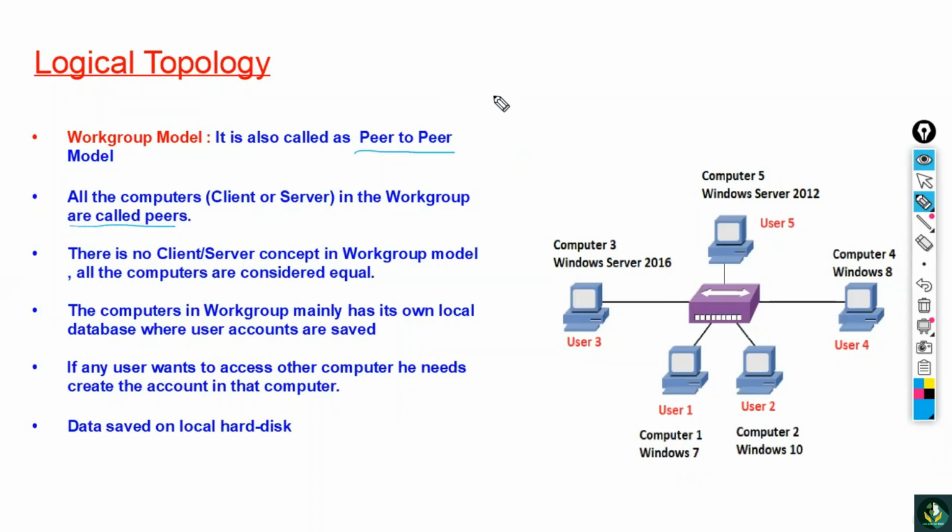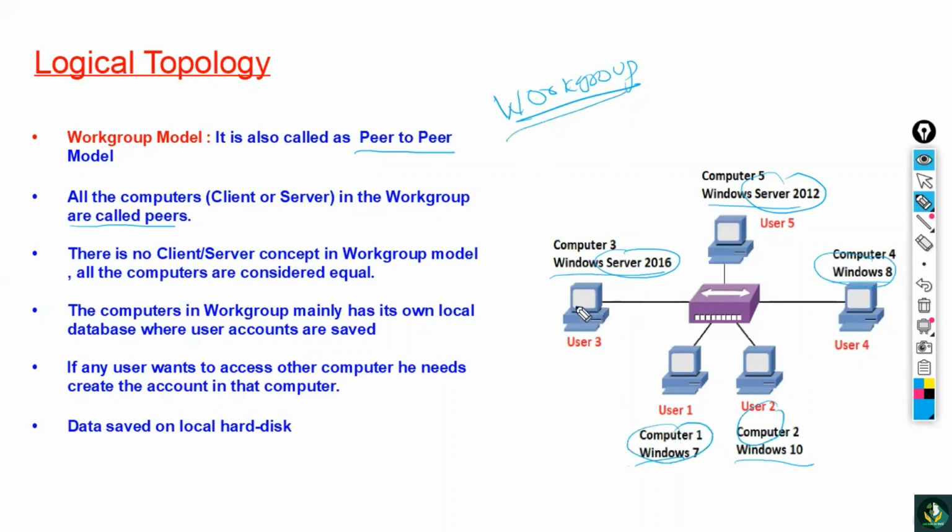So we are using the work group model, and we have some computers, let us say computer 1, which has Windows 7, computer 2, which has Windows 10, computer 3 has Windows Server 2016, computer 4 has Windows 8, computer 5 has Windows Server 2012. So we have some computers with Windows Server operating system and some computers with client operating system. Okay, so we are using the work group model.